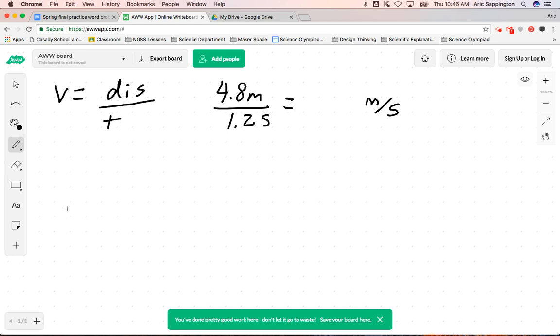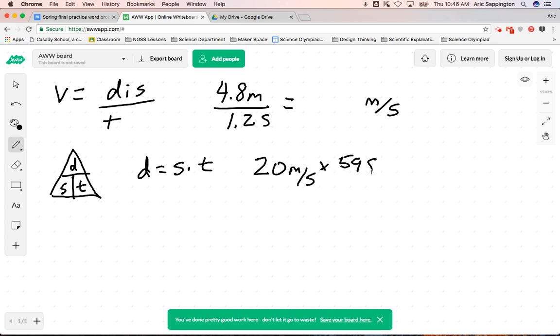And number two is also dealing with speed, distance, and time. So if you think about your triangle, we have speed, distance, and time. And in this one, you're solving for distance. So cover up distance: distance equals speed times time. And in this case, we have 20 meters per second times 5,986 seconds. And so our seconds cancel. And once we do the multiplication, we'll be left in meters.